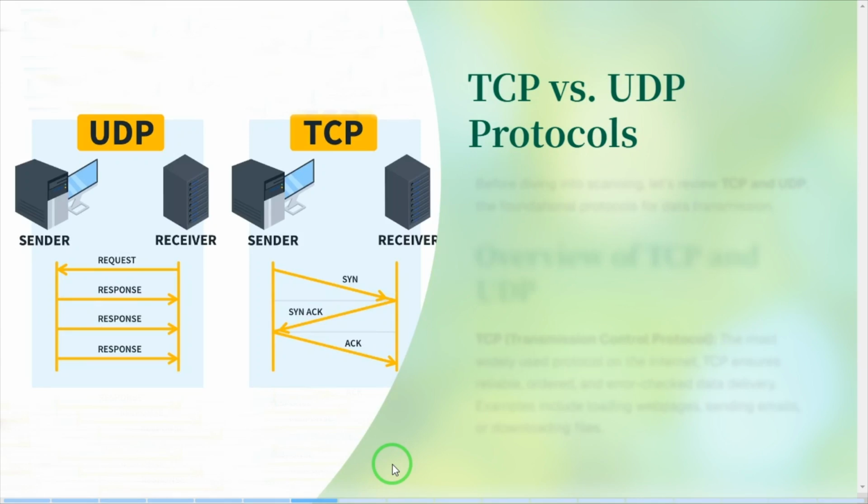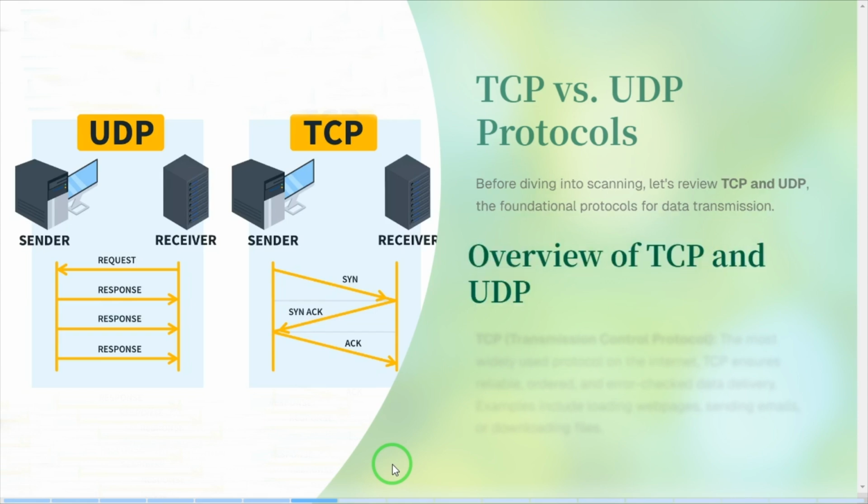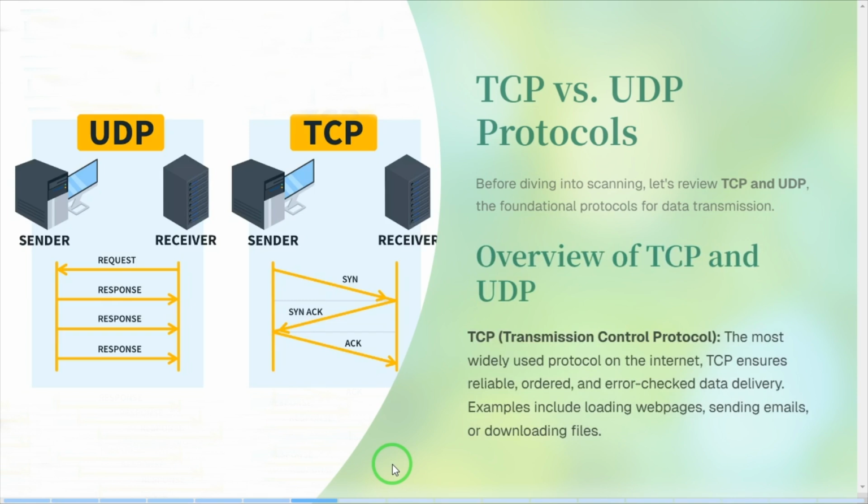TCP versus UDP protocols. Before diving into scanning, let's review TCP and UDP because they are the foundational protocols for data transmission. So, overview of TCP and UDP. TCP, which is Transmission Control Protocol, is the most widely used protocol on the internet, and we're going to find out why it's the most widely used. TCP ensures reliable, ordered, and error-checked data delivery. Examples include loading a web page, sending emails, or downloading files.